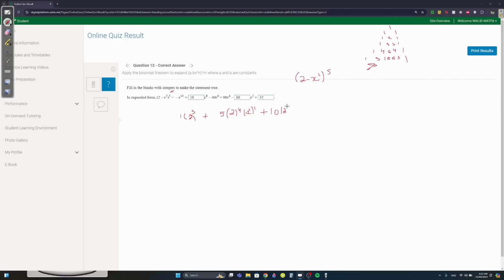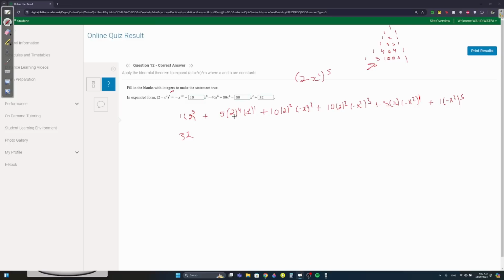Plus 10, 2 to the power of 3, minus x squared, squared. Here you can actually make it positive, okay? Plus 10 again, 2 squared times minus x squared, cubed. Let me rewrite this. Disgusting. Minus x squared cubed, plus 5 times 2 times minus x squared to the power of 4, plus 1 times minus x squared to the power of 5.